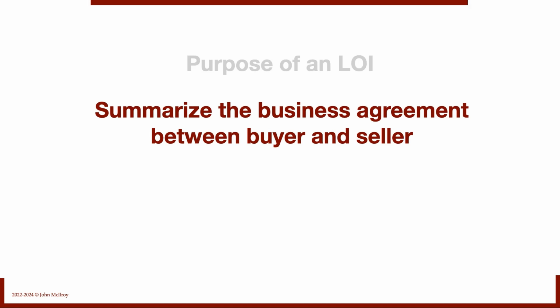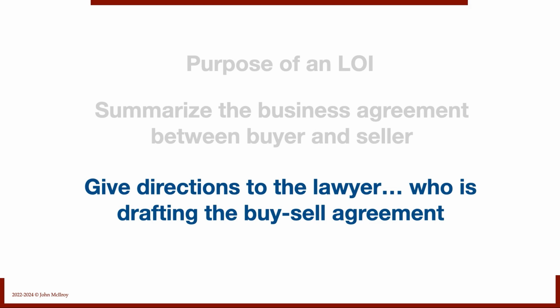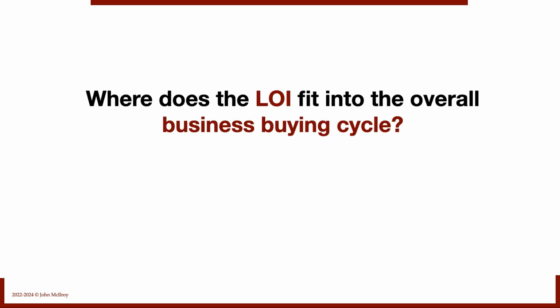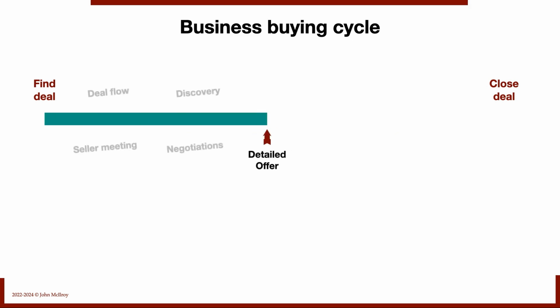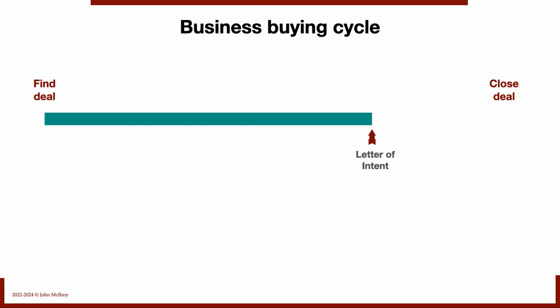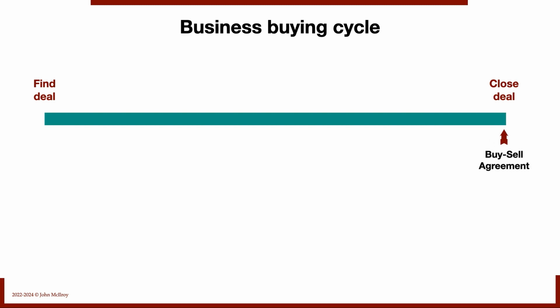But let's get started. What is the purpose of an LOI? It's to summarize the business agreement between buyer and seller and give directions to the lawyer who's going to draft that buy-sell agreement. Now, where does the LOI fit into the overall business buying cycle? We've taken a look at that in previous videos, where we went from finding the deal to closing the deal. Initially, deal flow, discovery, seller meeting, negotiations ends in us submitting a detailed offer. From there, we move to the letter of intent. And from there, we draft a buy-sell agreement, get it signed, and we close our deal.